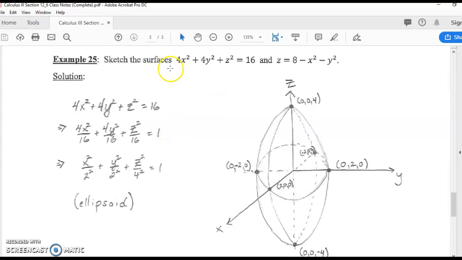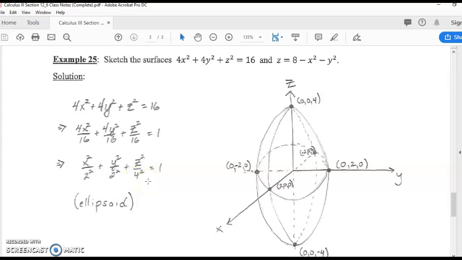Okay, so starting off, how do I sketch an ellipsoid? First of all, I want to put it in a nice ellipsoid form so I can see where the intercepts on the axes are. So that means that I want to get 1 on the right-hand side of the equation. So I divide everything by 16, and then simplify that and make sure that the constants in the bottom are something squared. So this is x squared over 4, which is the same thing as x squared over 2 squared. This is y squared over 4, which is y squared over 2 squared. This is z squared over 16, which is z squared over 4 squared.